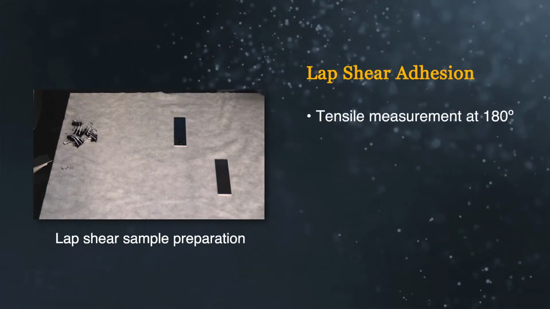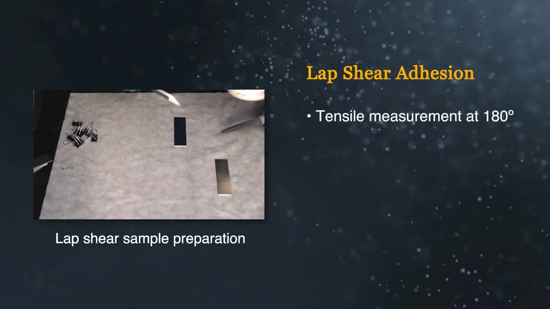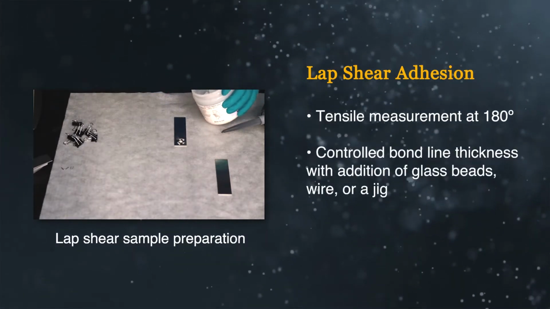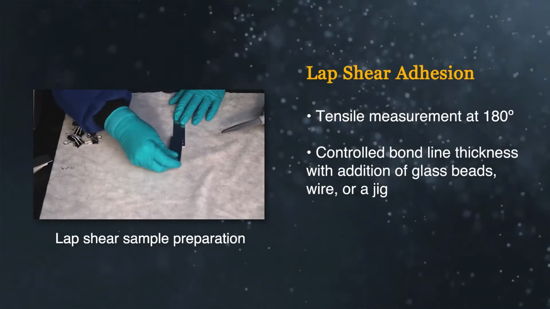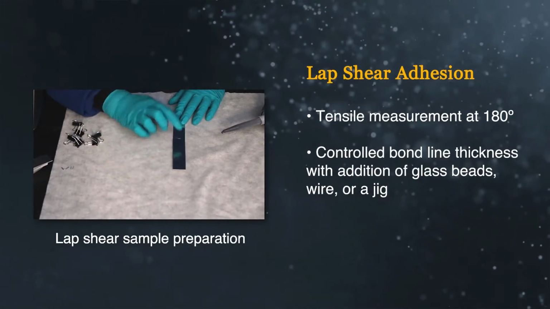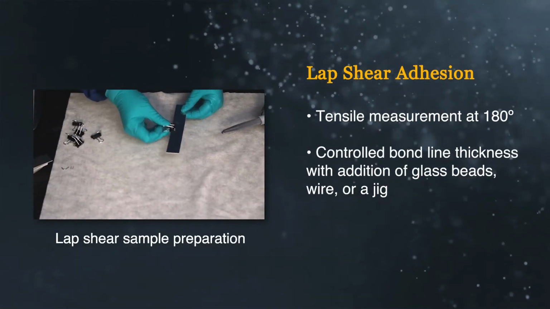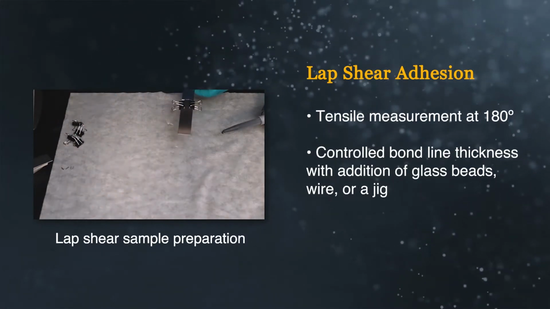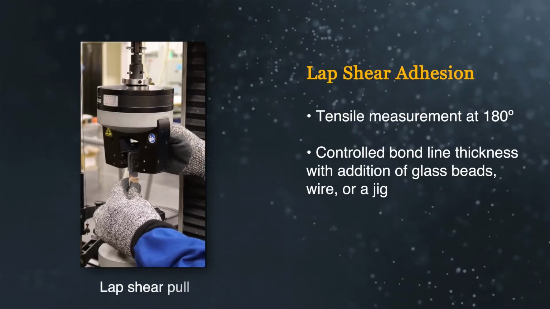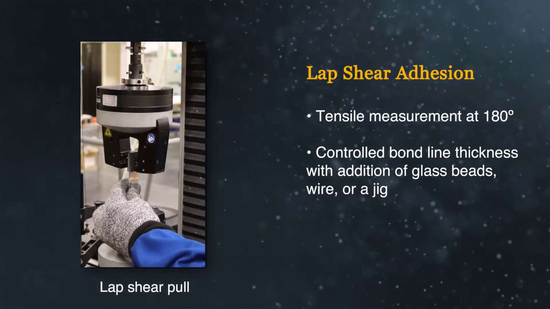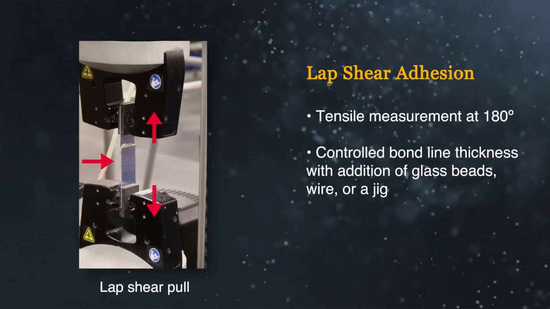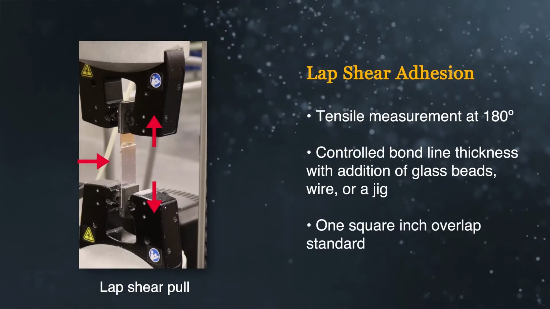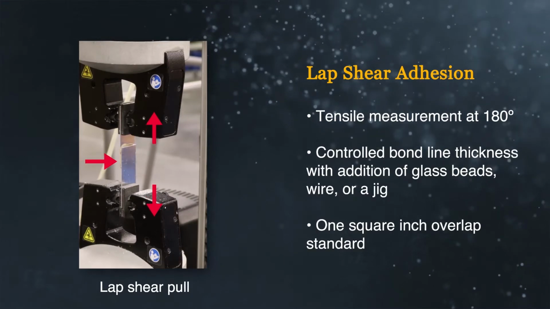Material is first applied to a substrate, then a bond line thickness setting material is added, in this case glass beads, to achieve the required thickness. Next, a second substrate is compressed onto the adhesive. The stack is then cured and ready for testing. The test consists of pulling the two substrates apart at 180 degrees and measuring the force required to pull them apart. Typically, the substrates overlap by 1 square inch.